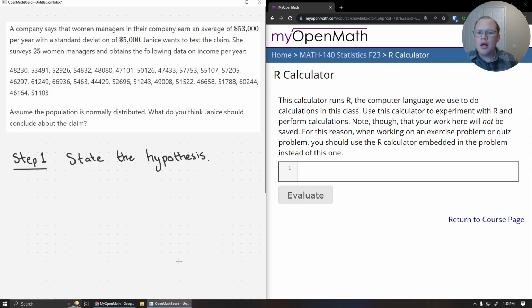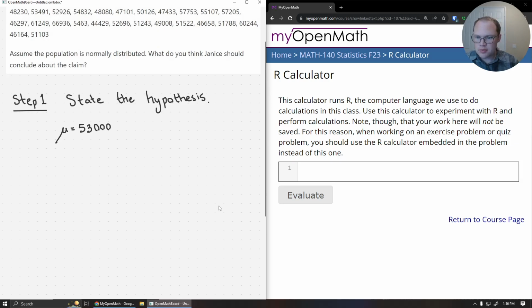In this case, what is the company claiming? The company claims that women managers in their company earn an average of $53,000. That's the claim about the population parameter. In this case, the parameter is the population mean. So the hypothesis in this case is mu equals 53,000. That's our hypothesis. That's the claim we're testing.